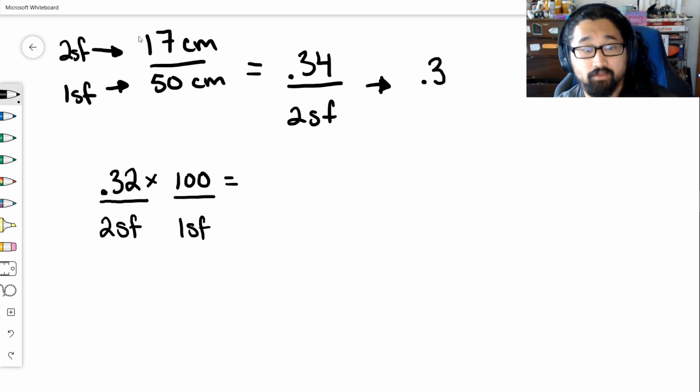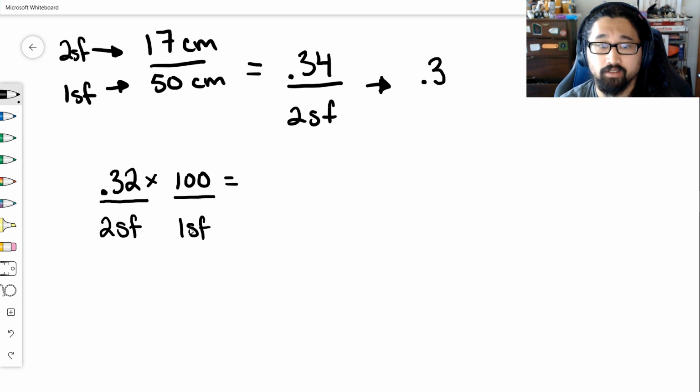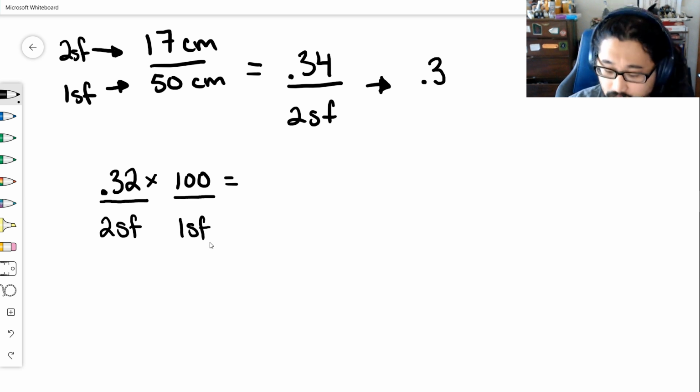The reasoning for those: 0.32 has a decimal place. I'll start from the Pacific side. I'll go find the first number that's not 0, count it and everything over, that's 2. 100 has no decimal place, it's absent. I'll start from the Atlantic side, from the right side, find the first number that's not 0, count it, and it's the only one, so 1 sig fig. Because I'm multiplying, my answer can only have 1 sig fig. So let's do some math.